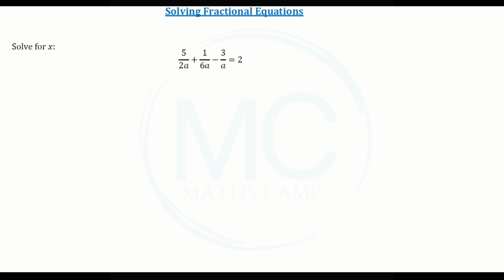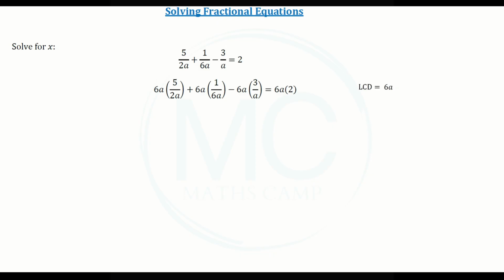Solve for x. Here we have 5 over 2a plus 1 over 6a minus 3 over a is equal to 2. A is in the denominator, which means it will be in our lowest common denominator as well. We've got a coefficient of 2, of 6, and of 1. 6 is a multiple of 1, 2, and 6. This means the lowest common denominator for all of these terms is 6a. So let's multiply 6a by every term in this equation.